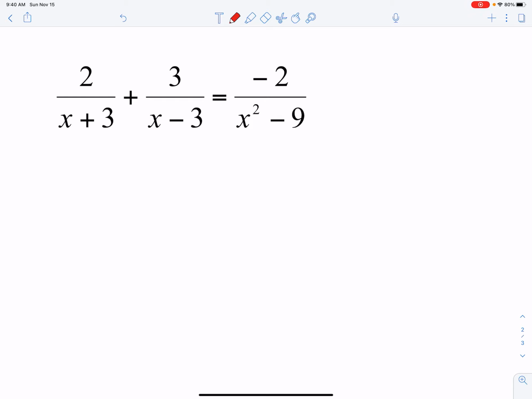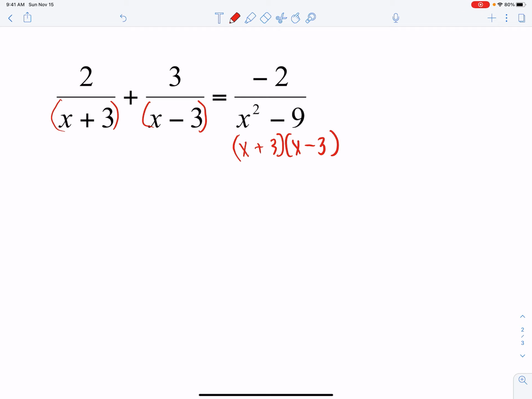Our next problem may look different because it has more variables, but it's going to be the same steps as the other problems. The first step is to factor the denominators. Now we can't factor x plus 3, we can't factor x minus 3, but we can factor x squared minus 9. That's a difference of squares. And you might remember from factoring those, the square root of x squared is x, the square root of 9 is 3, and you put a plus in one group and a minus in the other group.